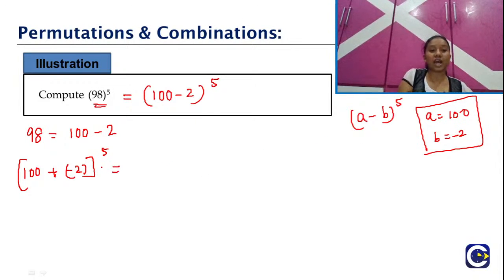Because here we have the b value, which is negative 2, keep doing this and let me know the answer of 98 power 5, guys. I'm just looking for your answers in the comment section. So if you have done it, you can just give me the answer in the comment section.